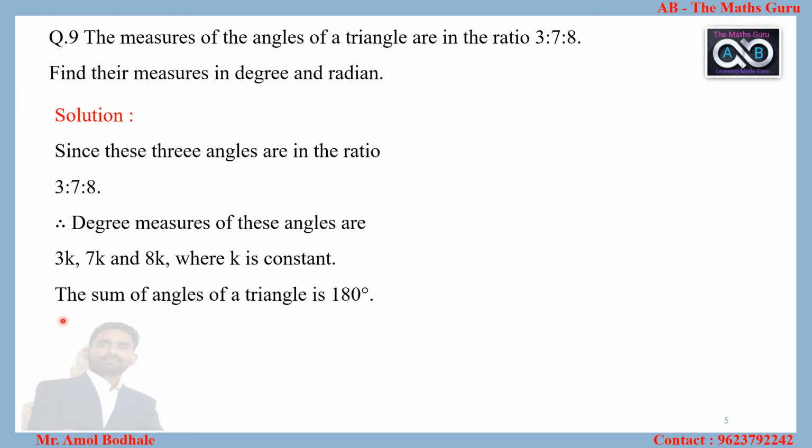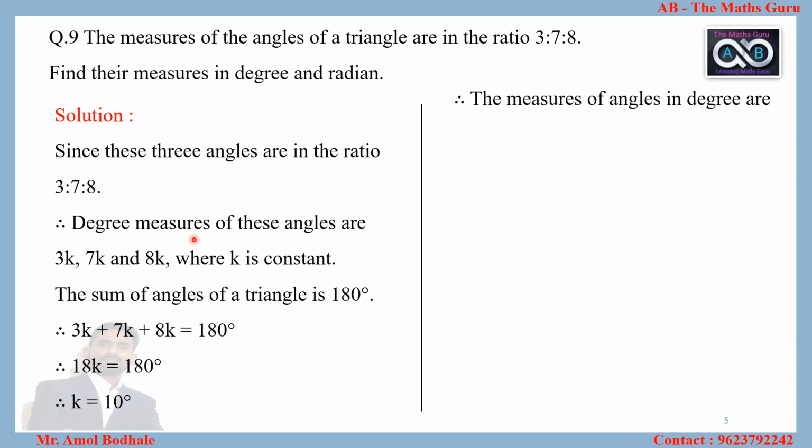Now the sum of the angles of a triangle is 180 degree. So we can add them, that is 3k plus 7k plus 8k, which will give us 180 degree. And here the addition 3k plus 7k plus 8k will be 18k, which is equal to 180 degree. So therefore k equal to 10 degree. Now we have the value of k, but we have to find the measures of the angles, that is 3k, 7k and 8k. So let's put the value of k.